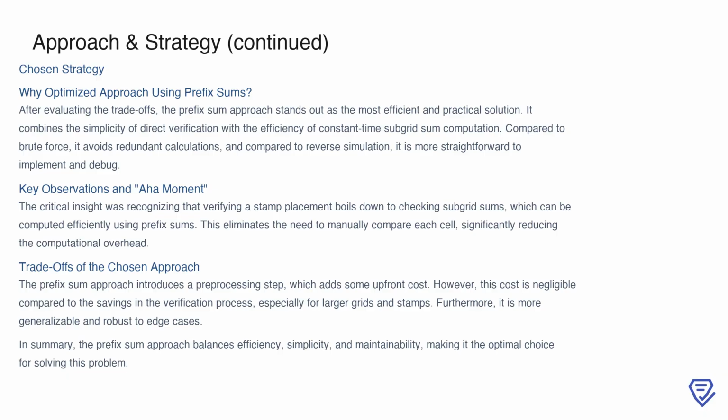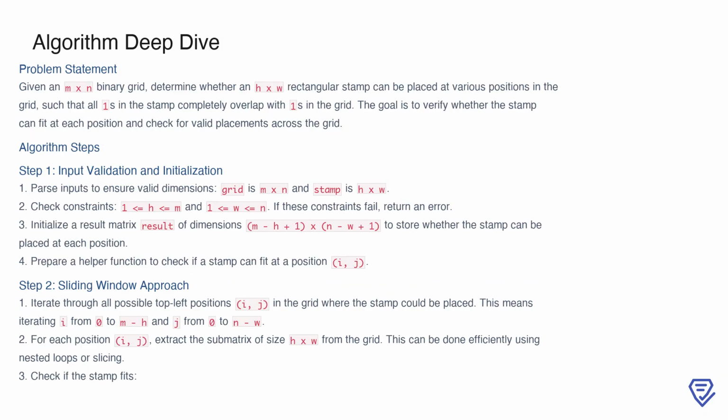this scenario. This problem involves determining where a rectangular stamp of size h×w can be placed on a binary grid of size m×n. The key condition is that all 1s in the stamp must align with 1s in the corresponding cells of the grid. We start by validating the input dimensions to ensure the grid and stamp sizes are compatible, and that the constraints 1 ≤ h ≤ m and 1 ≤ w ≤ n are satisfied. If these checks pass, we proceed to initialize a result matrix, which will store whether the stamp can be placed at each valid position in the grid.